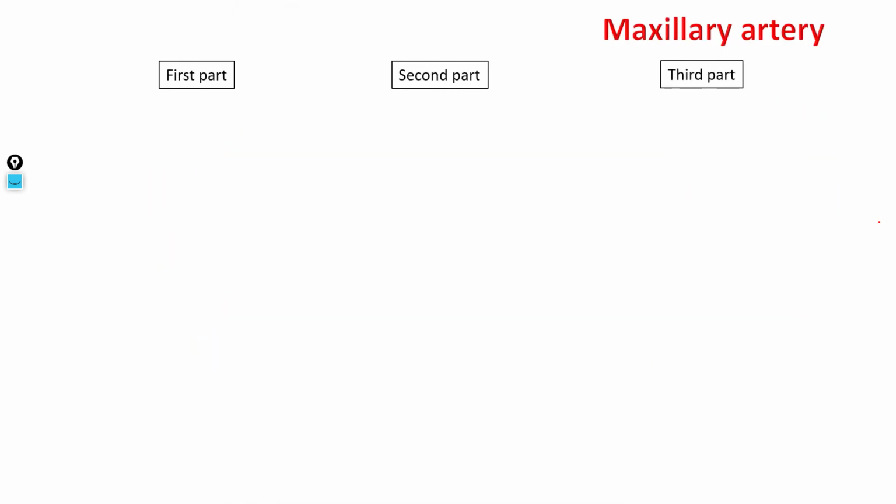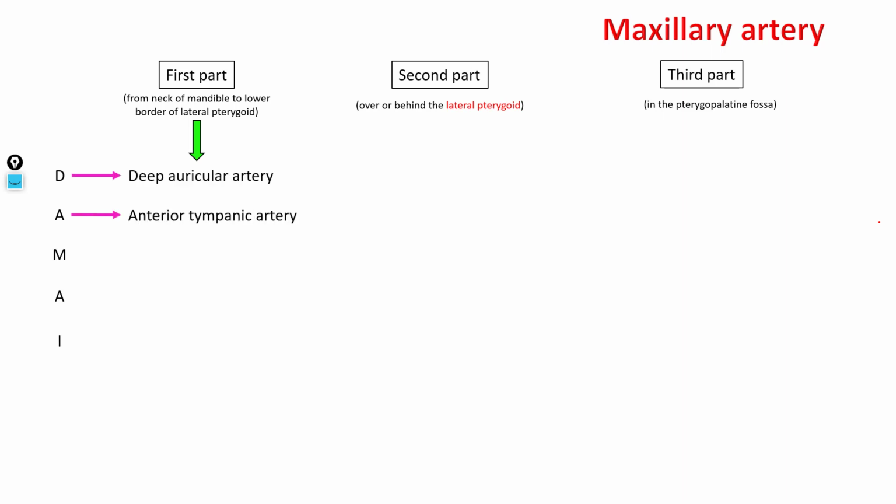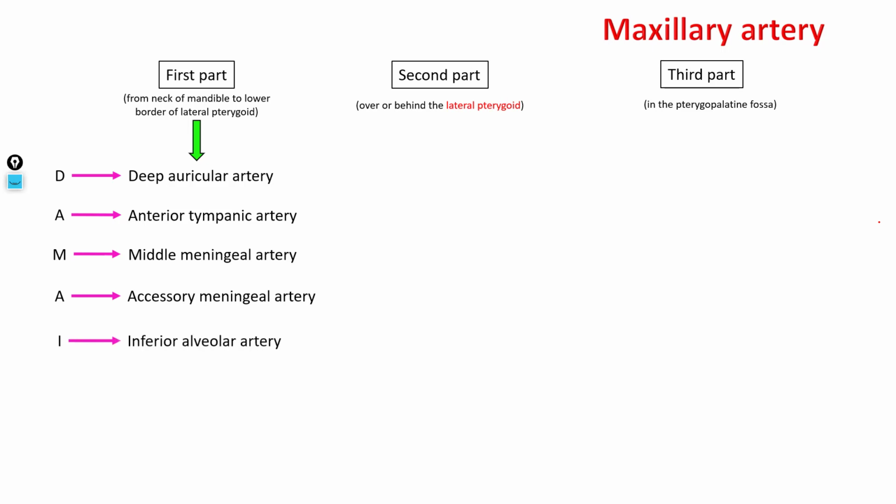So the maxillary artery is divided into three parts. First part, from the neck of the mandible to the lower part of the lateral pterygoid, also called the mandibular part. Second part, over or behind the lateral pterygoid, called the pterygoid part. Third part, within the pterygopalatine fossa, called the pterygopalatine part. Branches from the first part of the maxillary artery: DAMAI: deep auricular artery, anterior tympanic artery, middle meningeal artery, accessory meningeal artery, and inferior alveolar artery. DAMAI.